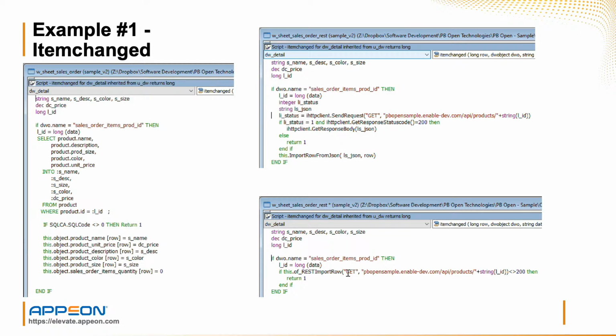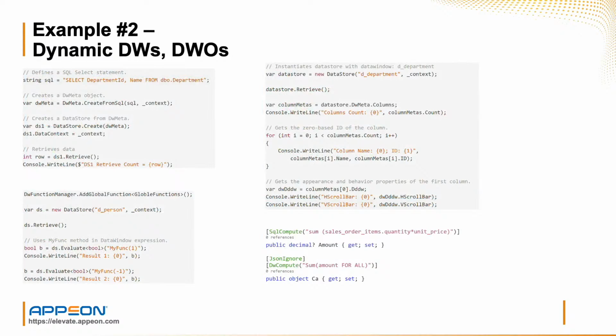Example 2, dynamic data windows and DWOs. Here are some examples of code from Appeon documentation. The first one, top left, is an example of dynamic data window creation. You can notice the create from SQL. The second one, top right, is an example of use of DWOs, where DW meta replaces object in the object notation.